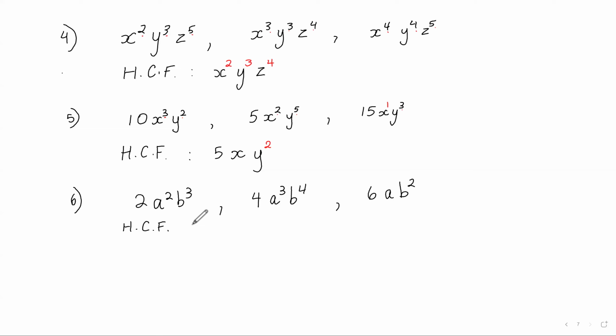So you put in 2ab. Then the lowest power for a is 1, and for b, the lowest is 2. Perfect. So the highest common factor is 2ab squared.